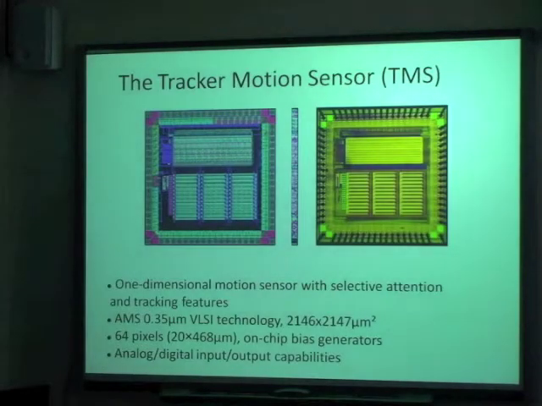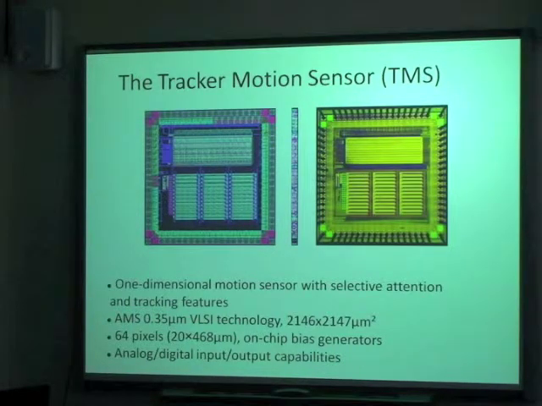That's what the layout of the chip that has been designed looked like, and we designed a 64 pixel linear detector, which is able to extract the speed of the fastest moving edge on the image, or also the average speed of the optic flow on the image, plus it is able to extract the position of the strongest contrast point on the image.